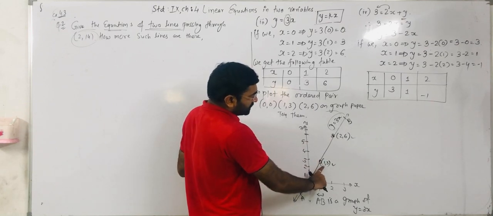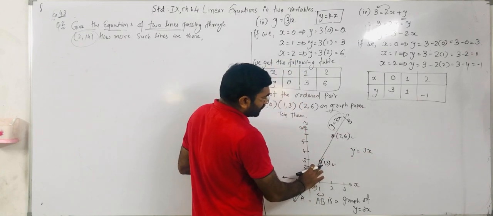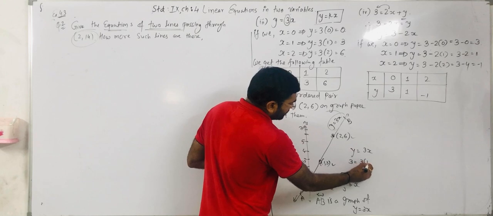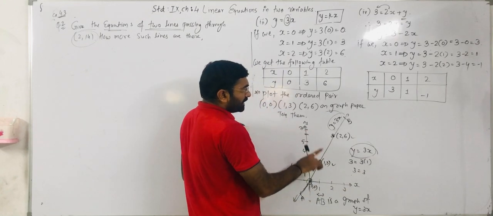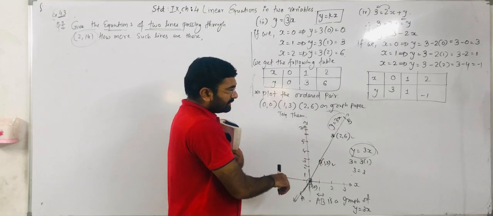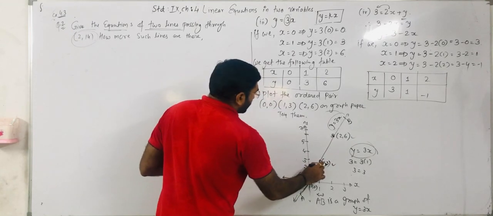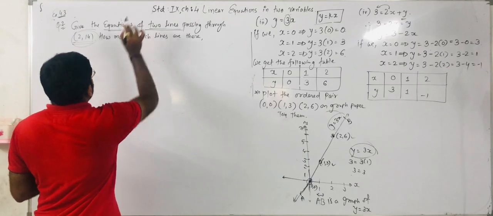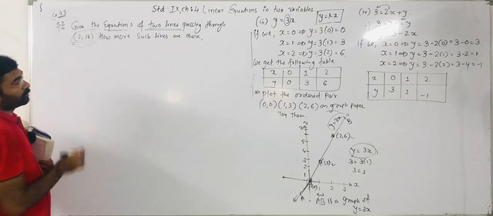If you put x = 1 and y = 3, we get y = 3 and x = 1, so it satisfies our equation, 3 = 3. Whenever any point, or any solution, is on a line, it satisfies the equation. So they give the point (2, 14) and say that this point lies on the lines. Its equation we have to write.